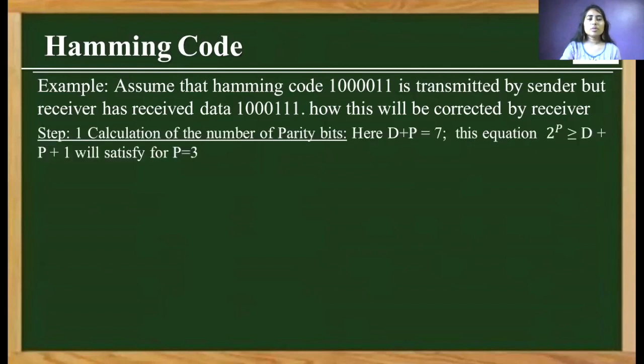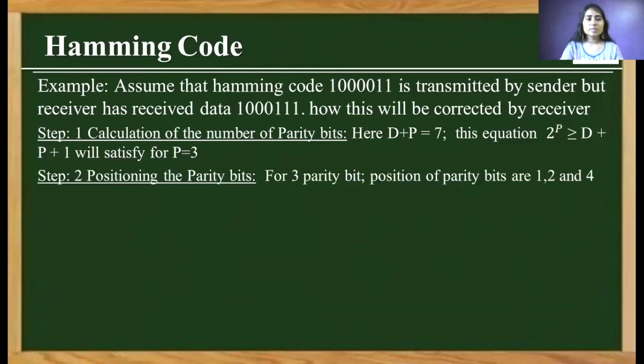So step number 1, calculation of the number of parity bits. Here we know that total d plus p, that means data plus parity, is equal to 7. So we just put this value, d plus p equals 7, and using the trial and error method we can find the value of p. So for p equals 3, this equation will be satisfied.